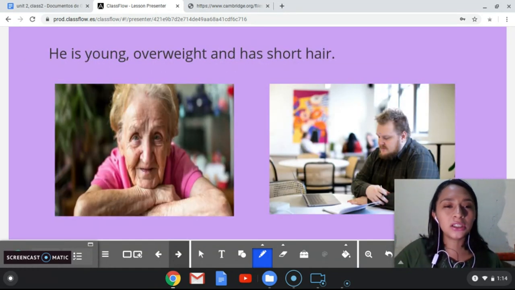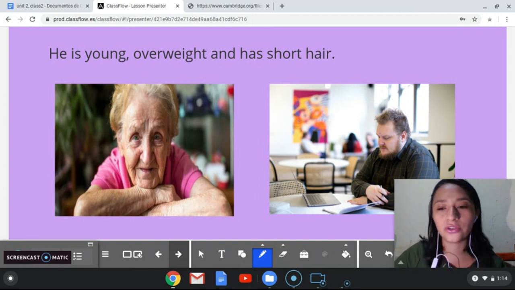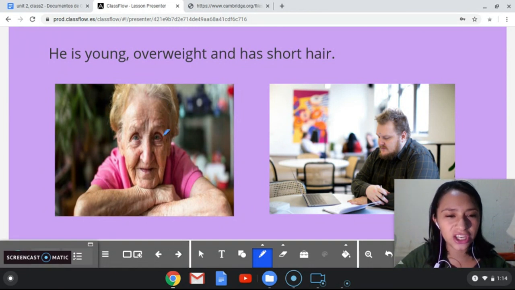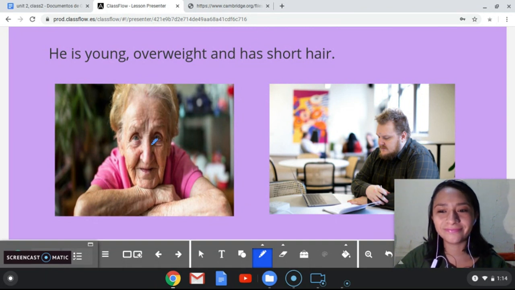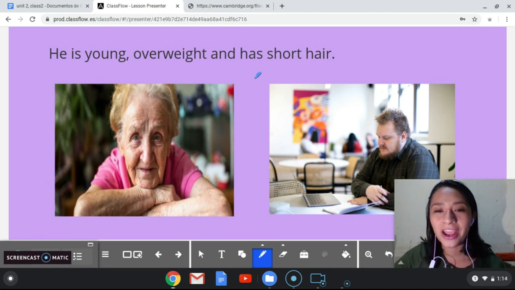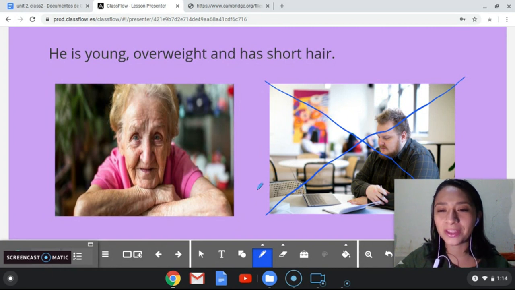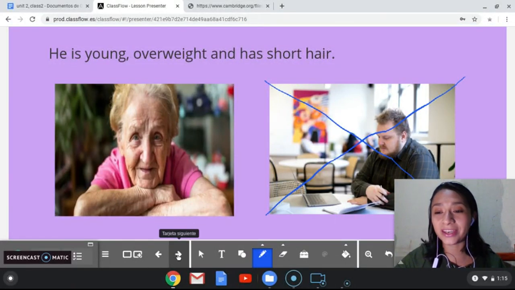It says, he's young, overweight, and has short hair. So which do you think is the picture? The correct one? Is she young? No, right? So that means the correct picture is this one, because he's young, overweight, and has short hair. Okay, if you choose this picture, really good, guys, you're doing it well. So we will continue with the next slide.